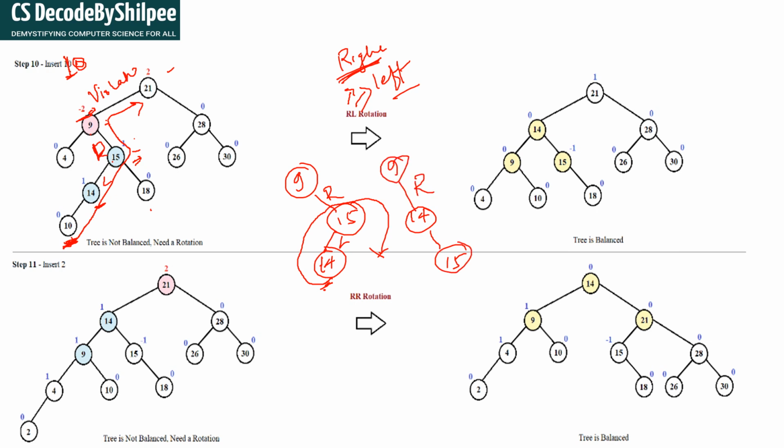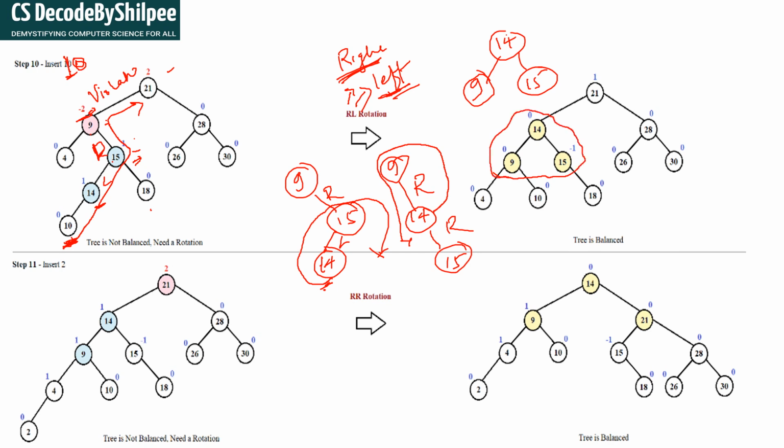So what is this situation now? R. Next rotation you perform is left, and that too from the middle node. So 14 goes up and 9 will come down, and 15 is as it is. So after this rotation, you got this tree.